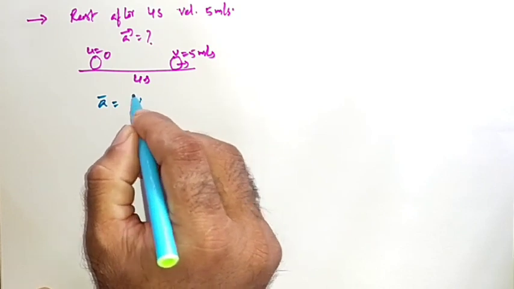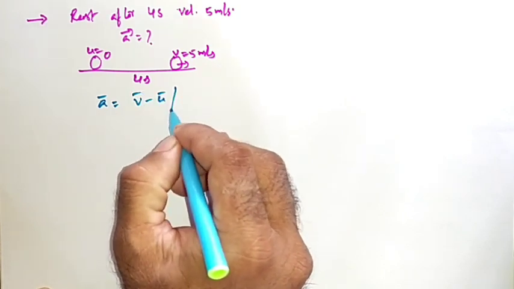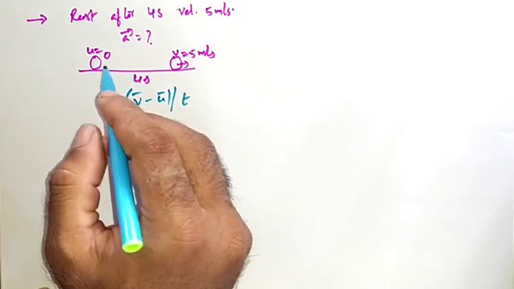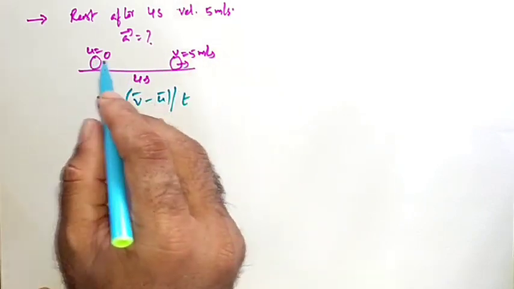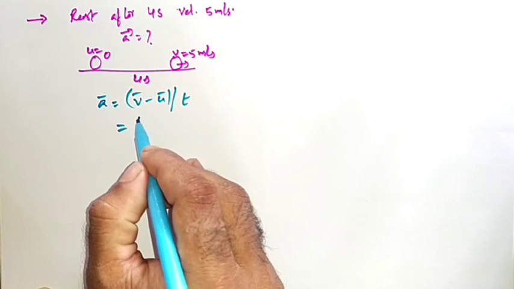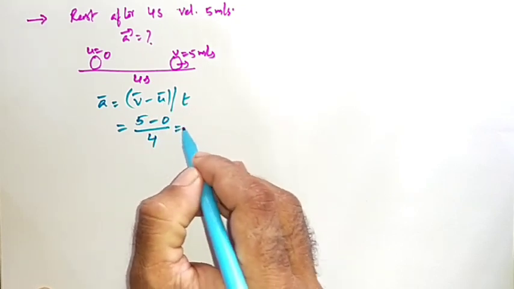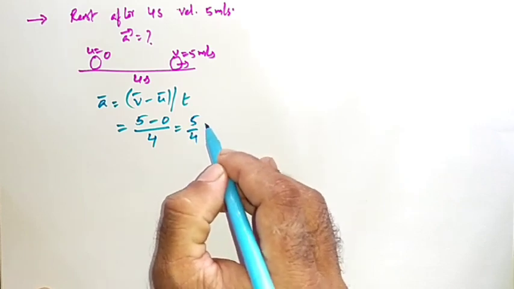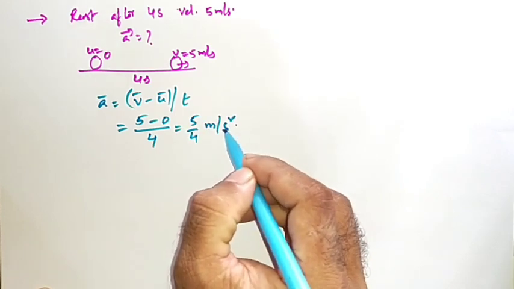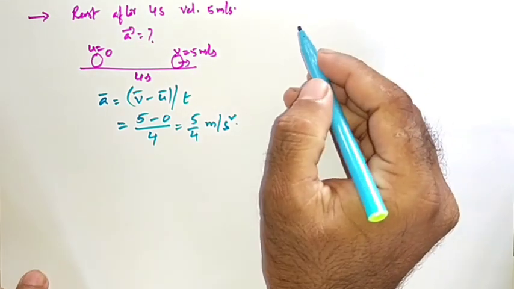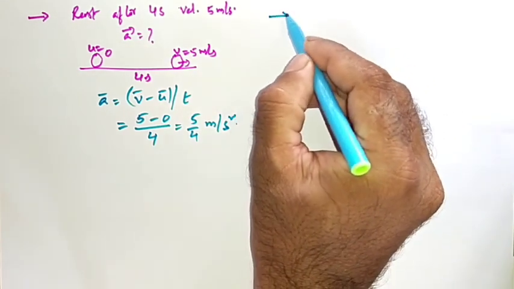Then what will be our acceleration formula? Acceleration is equal to v minus u by t. Yes or no? Right. What is the final velocity? Both are moving in the same direction. So 5 minus initial velocity 0 by 4 time. So 5 by 4 meter per second square is the acceleration of the body. Got it or not? Yes. So next see another example.